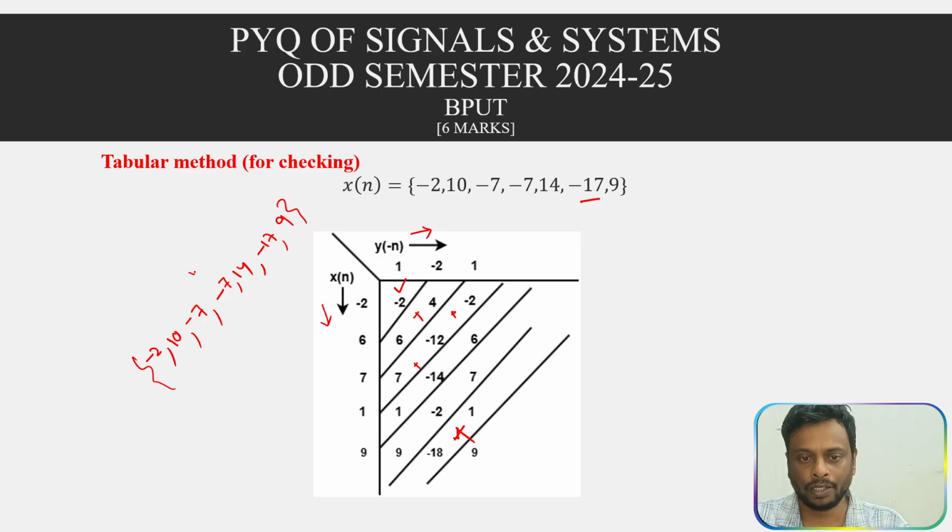Our corresponding result is correct. Okay, but please remember that you cannot use the tabular method for a 6 mark question. The tabular method can be used if it is a 2 mark question. Okay. So this is our second 6 mark question.